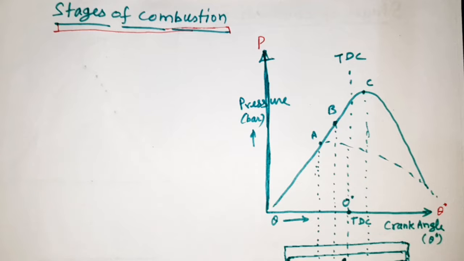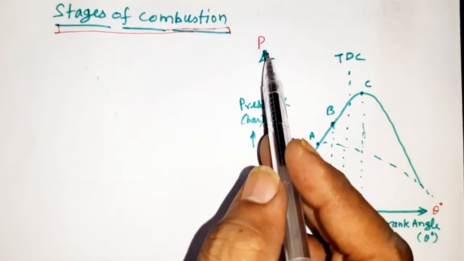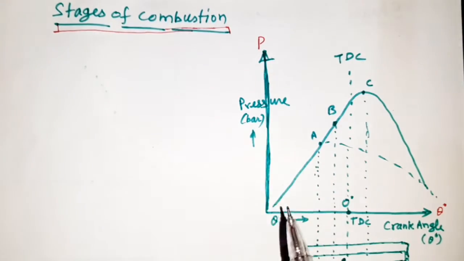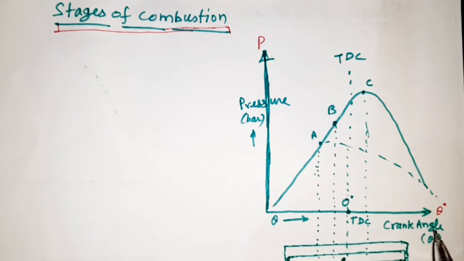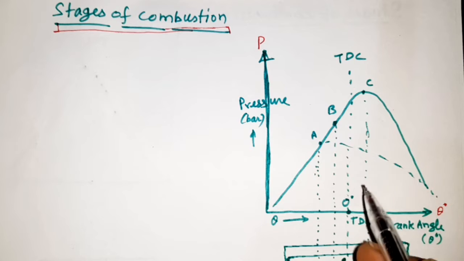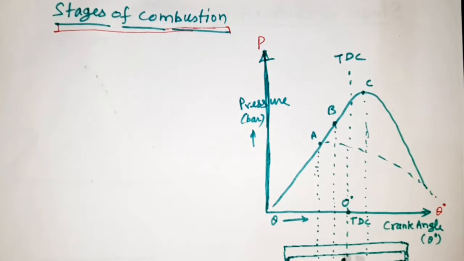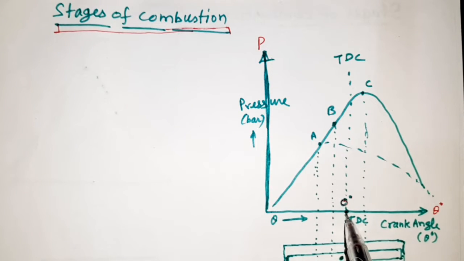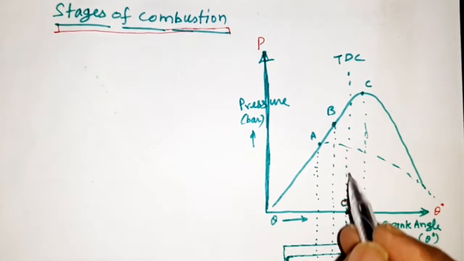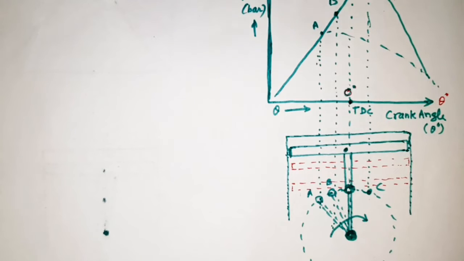So actually we can say there are a maximum of four stages as shown in this graph. This graph is drawn with pressure variation in the vertically upward direction, and this is the variation of crank angle. This is the TDC, top dead center position. At this top dead center the crank angle is 0 degrees. Okay, so this is TDC.